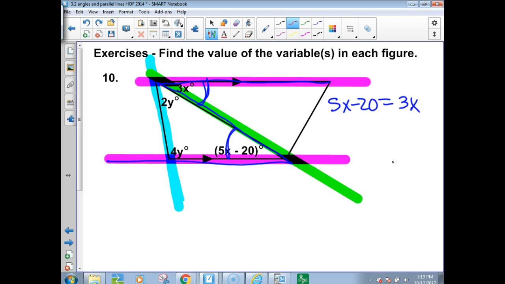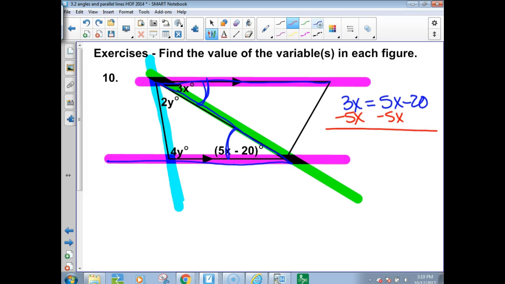Now, to solve that one, we're going to have to subtract 5x. And I kept saying in my other classes, I went ahead and said, well, wait a minute. Some of you may not have written it in that order. You may have written the 3x first. 3x equals 5x minus 20. Alternate interior angles are congruent. That's why we're doing it. So we're going to need to subtract 5x from both sides.